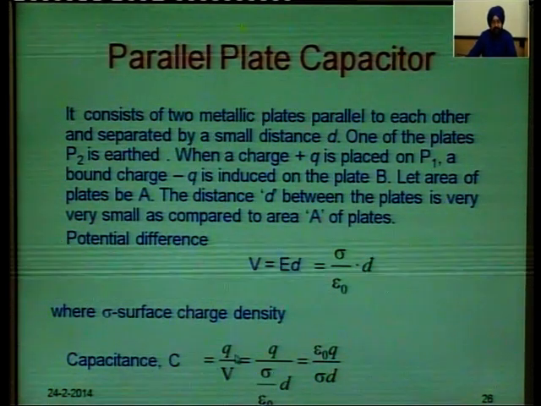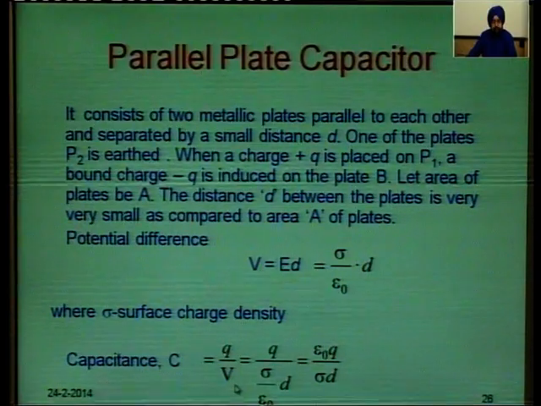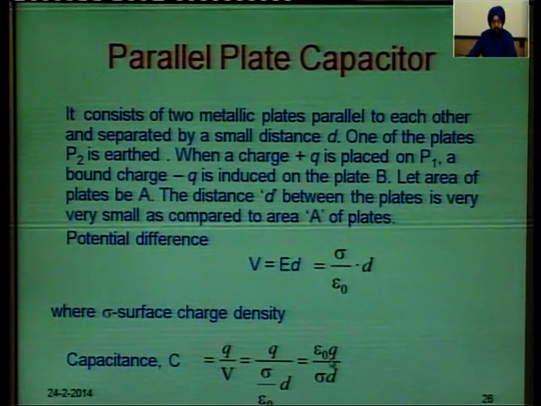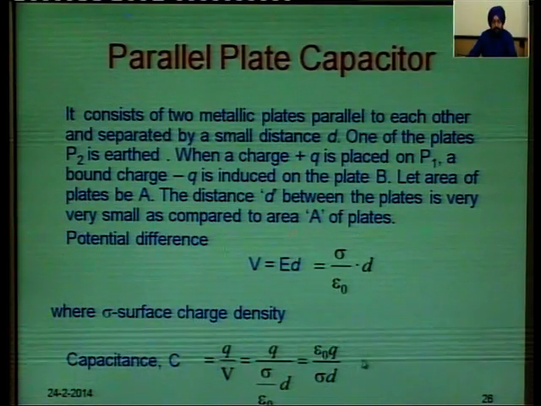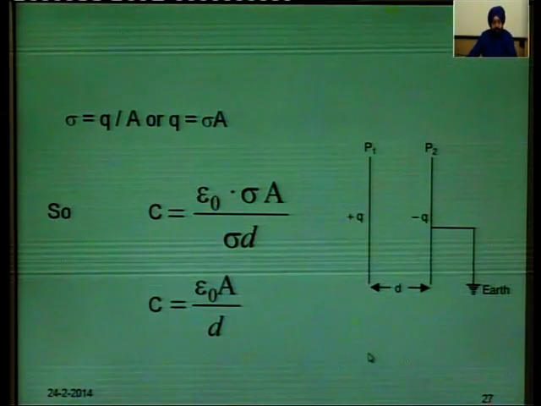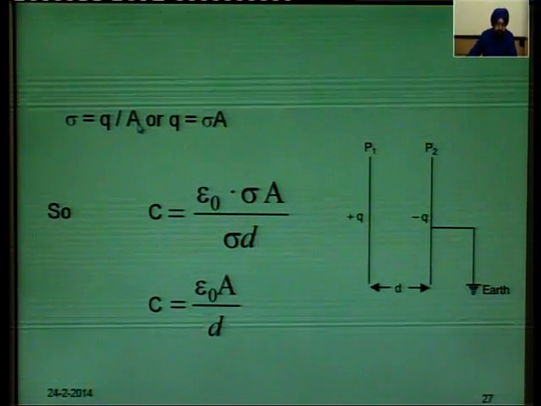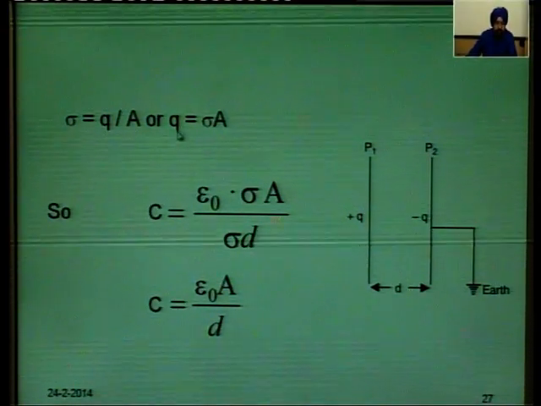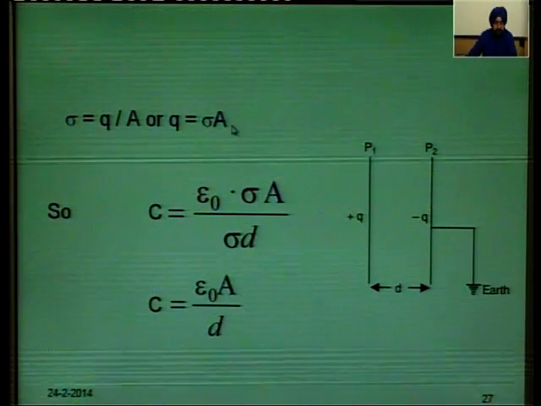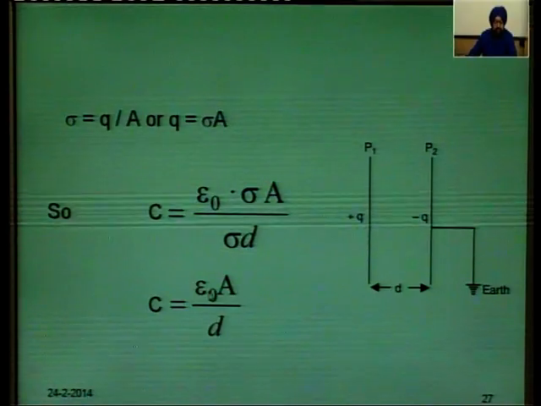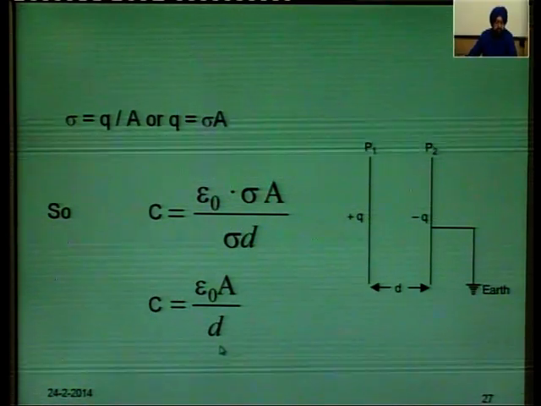Capacitance is defined as a ratio of charge to the potential. So, put the value of V here, you get C as epsilon naught q upon sigma d. But what is sigma? Surface charge density, charge per unit area. This means charge is equal to surface charge density into area. Put the value here, you get C as epsilon naught A upon d.